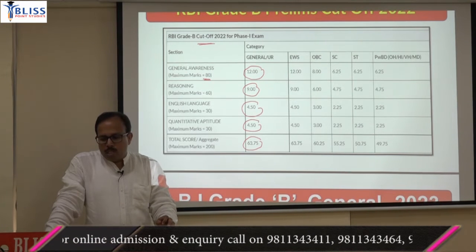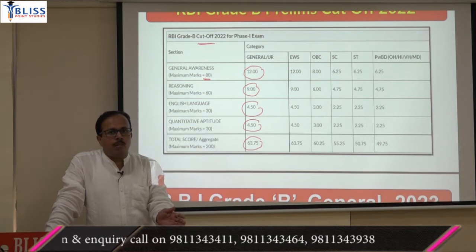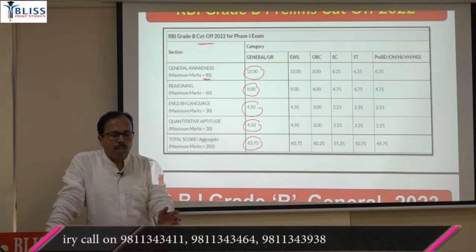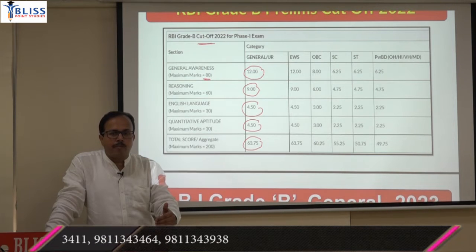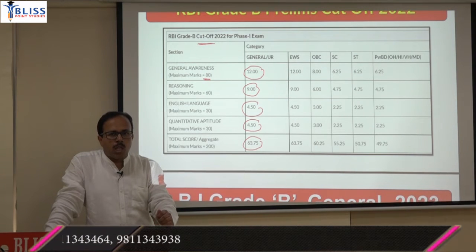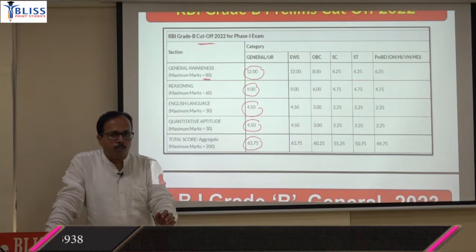But obviously it is a screening. If the cutoff is lower, it indicates that the question level will be difficult. The level of difficulty will be there. But your phase 1 is qualifying in nature. That means you are not aiming to maximize your score in phase 1 only. You have to maximize in phase 2.